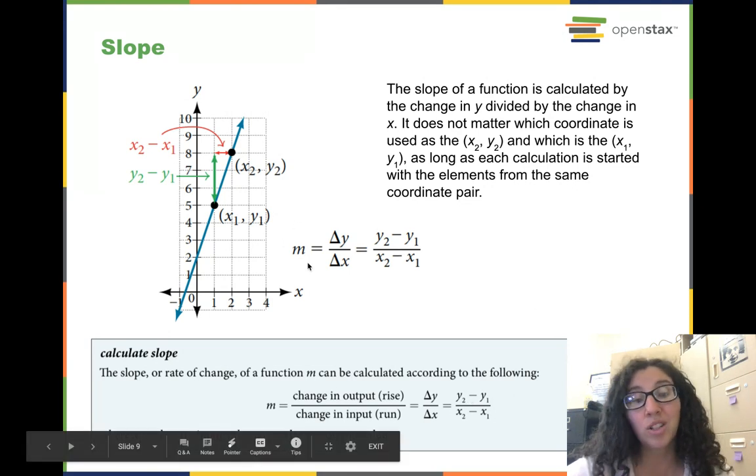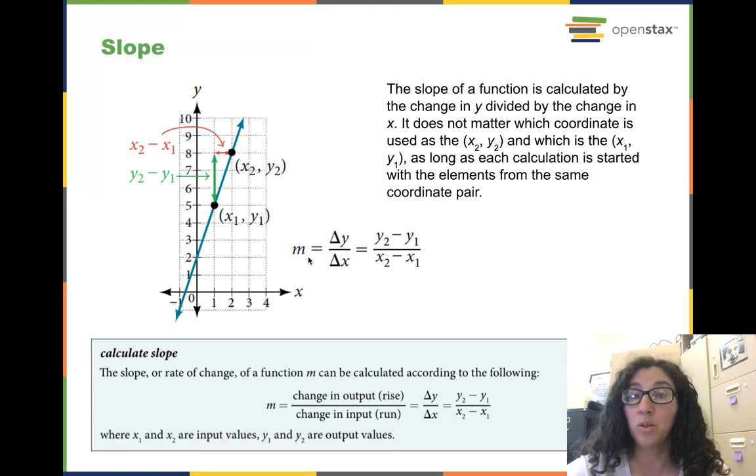And we usually use the m to denote the slope. Why we use m, I don't know. Maybe it's a word in Latin that starts with m that means slope or something. Probably a good story there, but I don't know it.